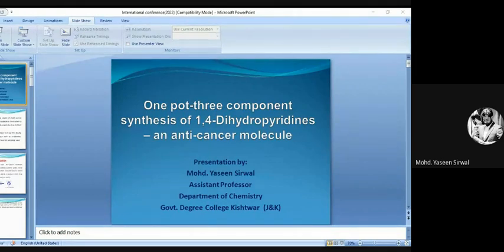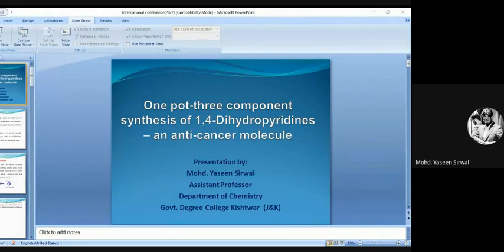Introducing our compound, 1,4-dihydropyridines, one such anti-cancer molecule which has proved to be potent against cancer. We have synthesized these 1,4-dihydropyridines via a special route. The 1,4-dihydropyridine moiety has been recognized as the core nucleus of a variety of drugs used in the treatment of various diseases. We have mentioned many drugs where this 1,4-dihydropyridine moiety is present as the core nucleus, like amlodipine, nicardipine, benidipine, etc.